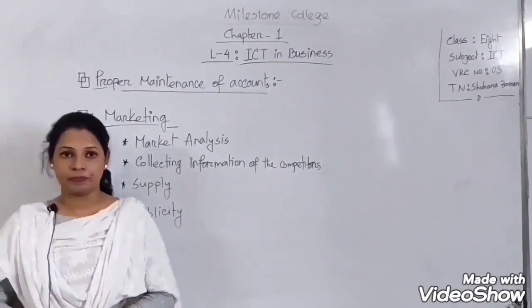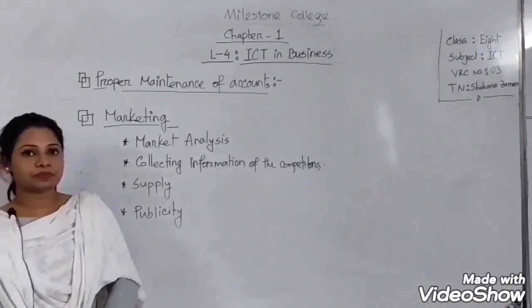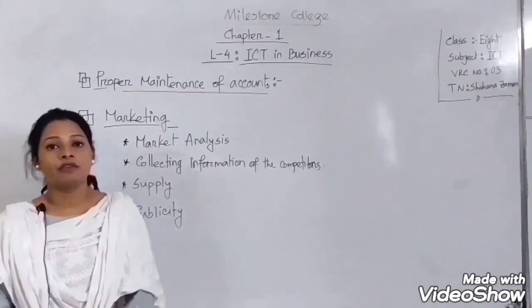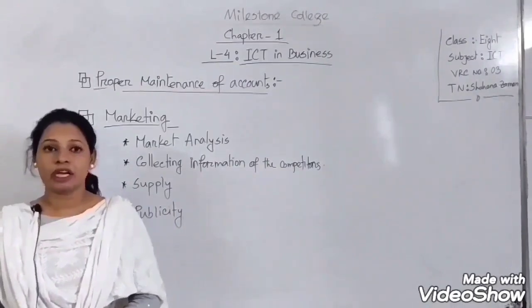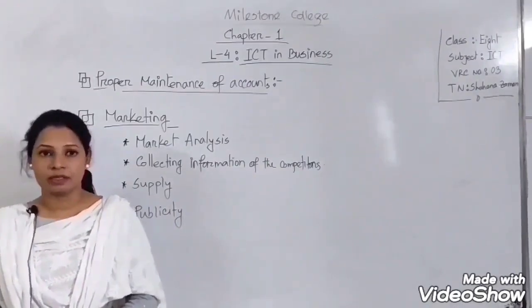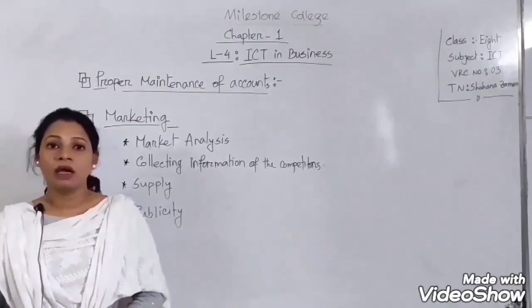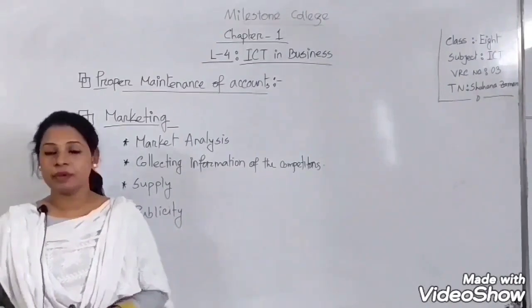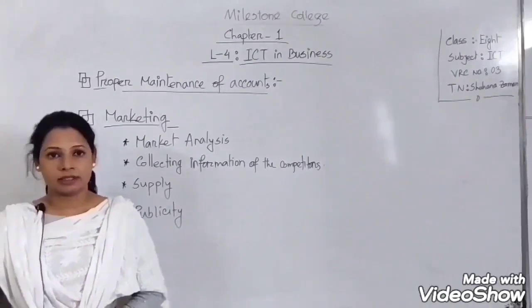Coming to the next point, it is publicity. Yes, publicity is the most important factor for your product. People will not know about your product if you don't go through advertisement. And how do you give advertisement? You give advertisements on television, on different websites or social media, so that people can understand and know about your product.